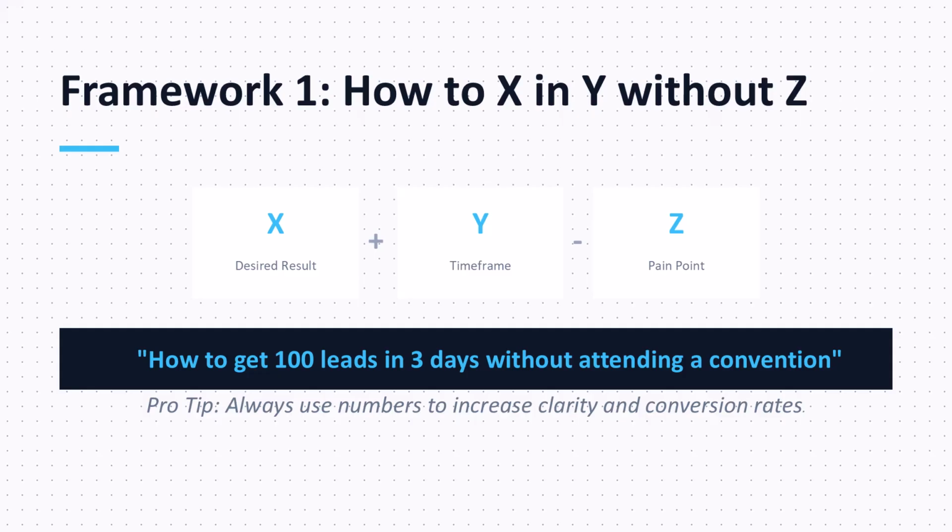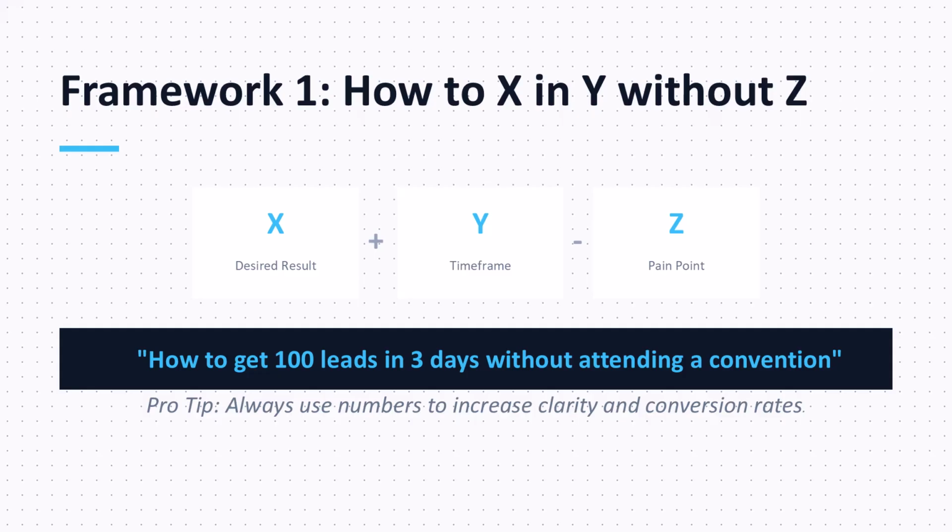The key here is specificity, especially with numbers. Don't just say, get leads. Say, get 100 leads in 3 days. The more precise you are, the more believable and appealing your promise becomes. And the without Z part? That's your unique selling proposition, the relief you offer from a common struggle.